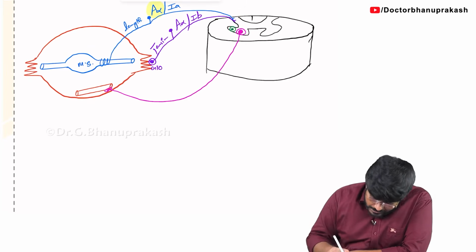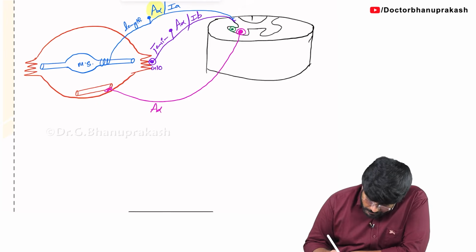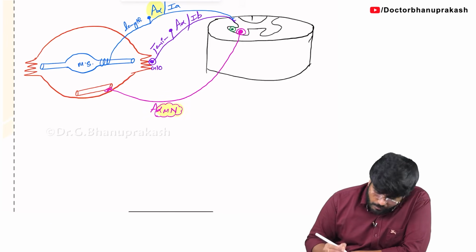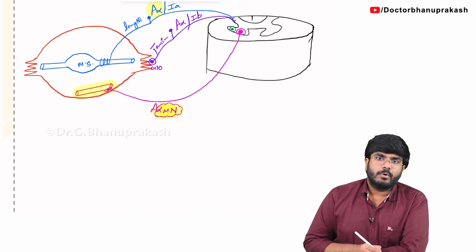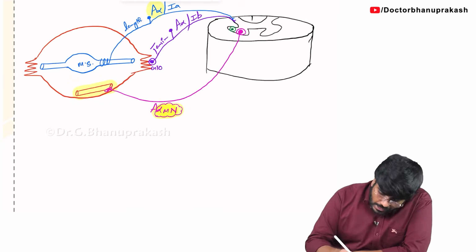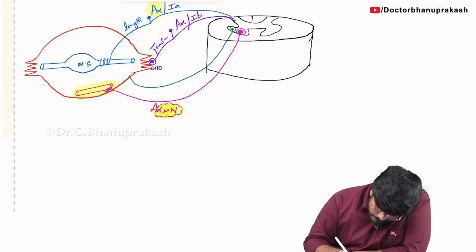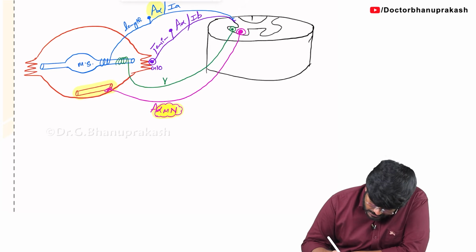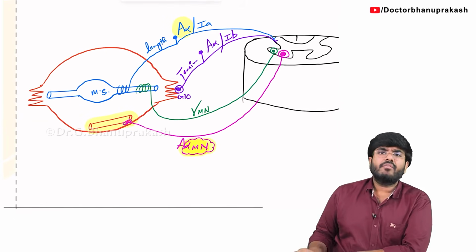Now, this is again A alpha, the alpha motor neuron. So now tell me, alpha motor neurons are going to cause the contraction of what? Extrafusal fibers. And what about this green color fellow? This green color neuron is coming and it is going to cause the contraction of the intrafusal fibers. This is the gamma motor neuron, A gamma. So now you understand the innervations.